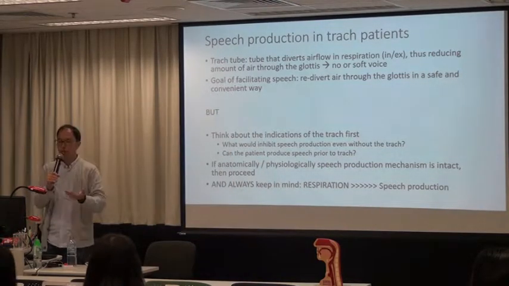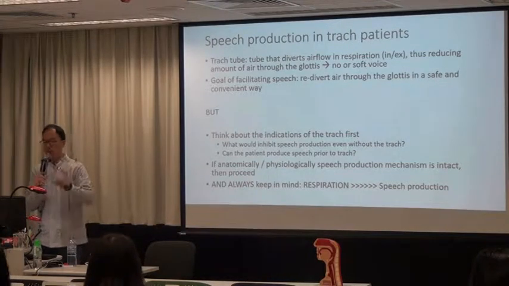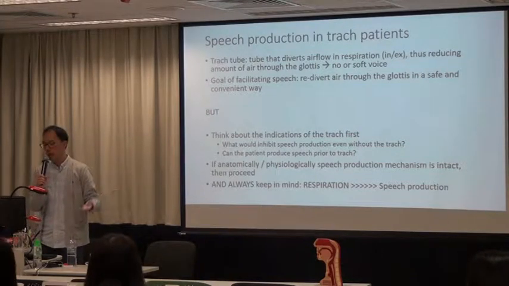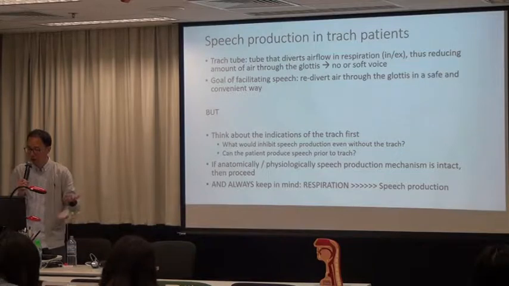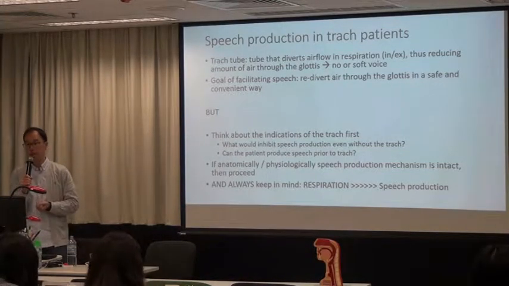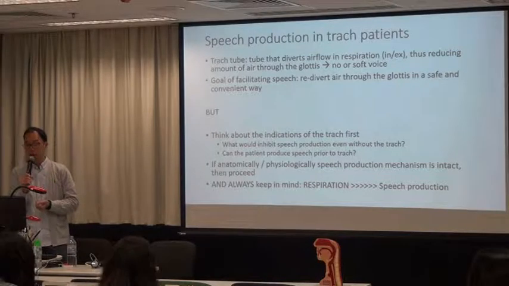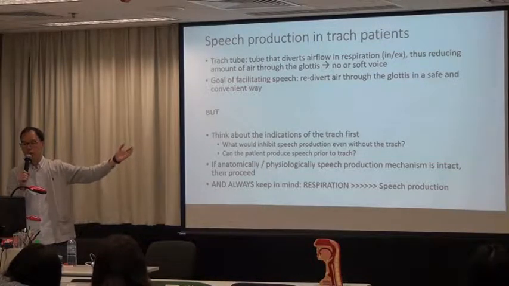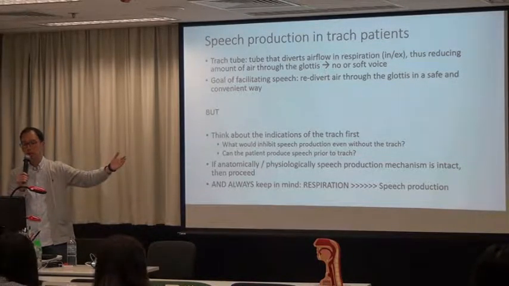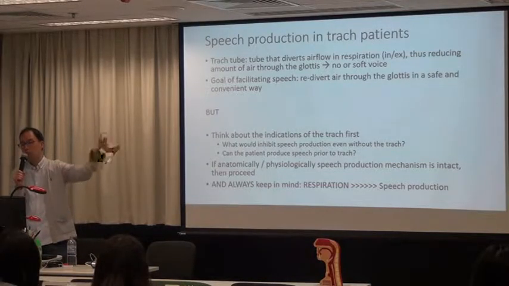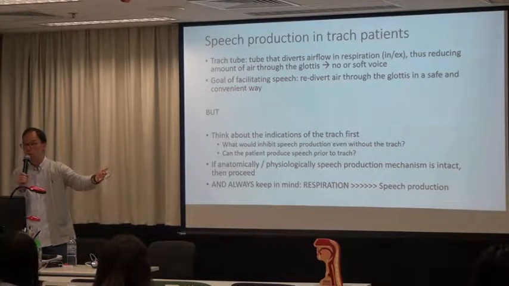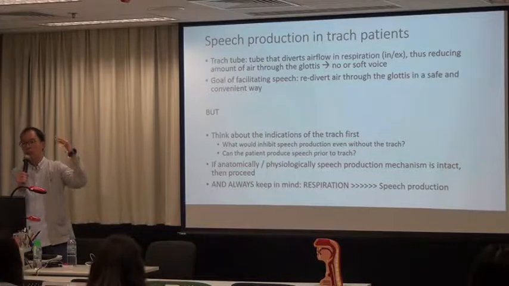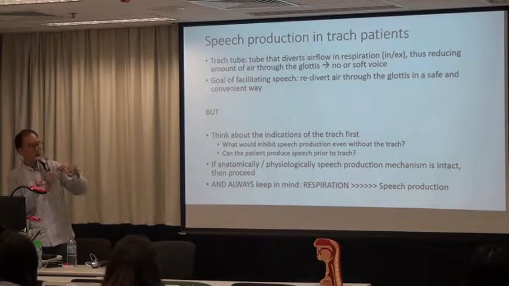So what we want to do as an ST is to facilitate speech. And what you actually need to do, always keep that in mind, is you need to redivert the airflow. Redivert the air through the glottis in a safe and convenient way. Because if you keep this goal in mind, what's the quickest way to redivert the air in a patient with tracheostomy? Take it out. If you take off the tube, then it's the quickest way, right? But the patient might die because the patient needs that for breathing. So you can't just take it out. You have to do something to help the patient talk.